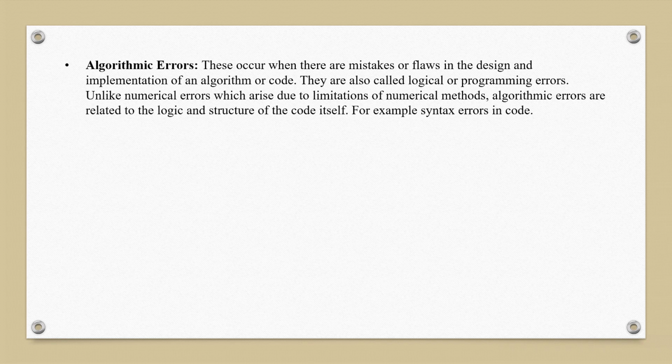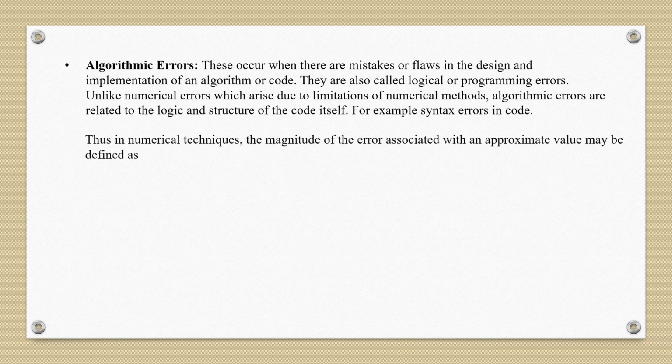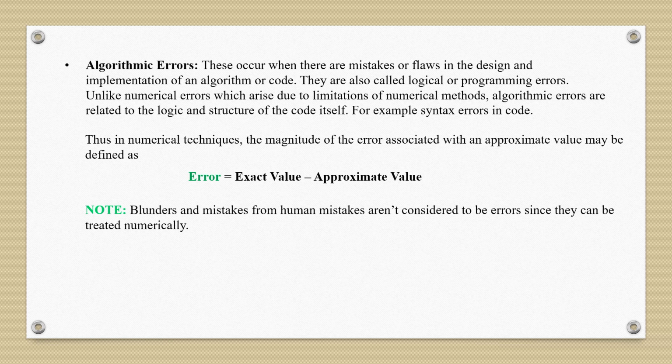Alright, so in numerical techniques, the magnitude of the error associated with an approximate value may be defined as this: error is equal to the exact value minus the approximate value. We should note that blunders and mistakes from human mistakes aren't considered to be errors since they can be treated numerically. So just know that.